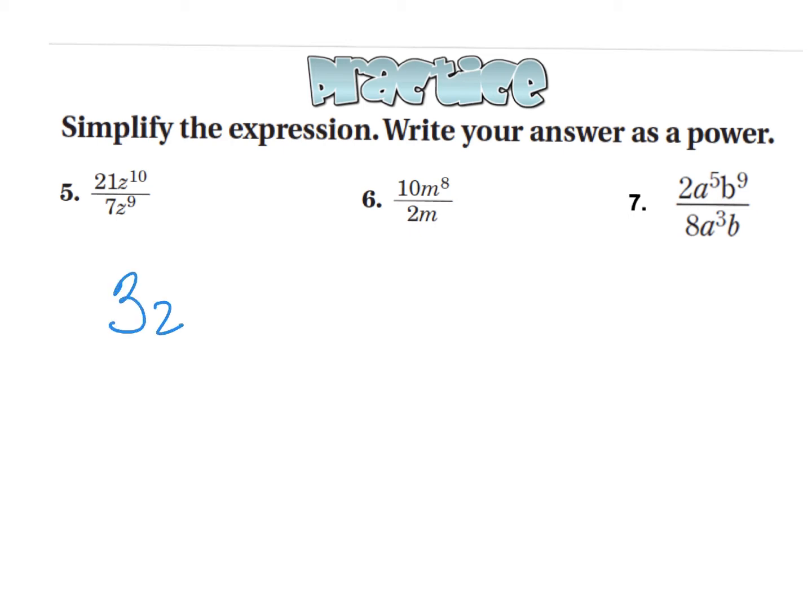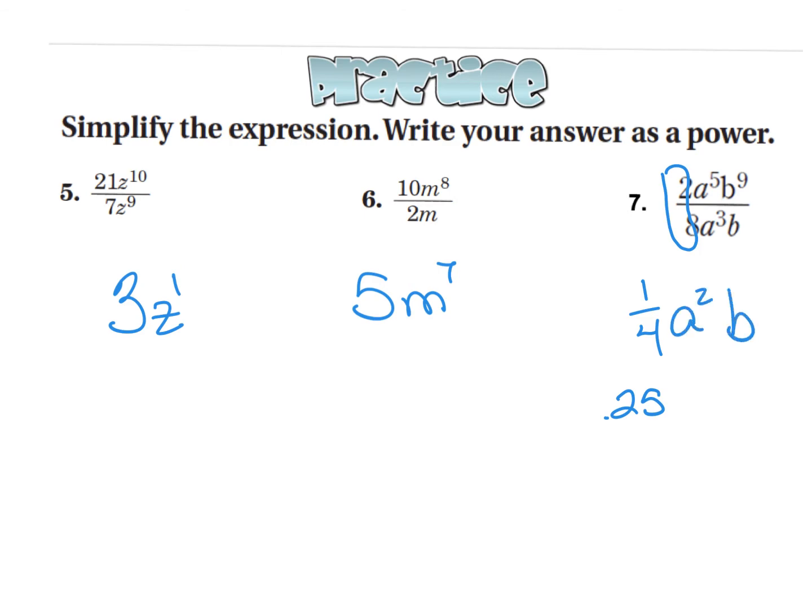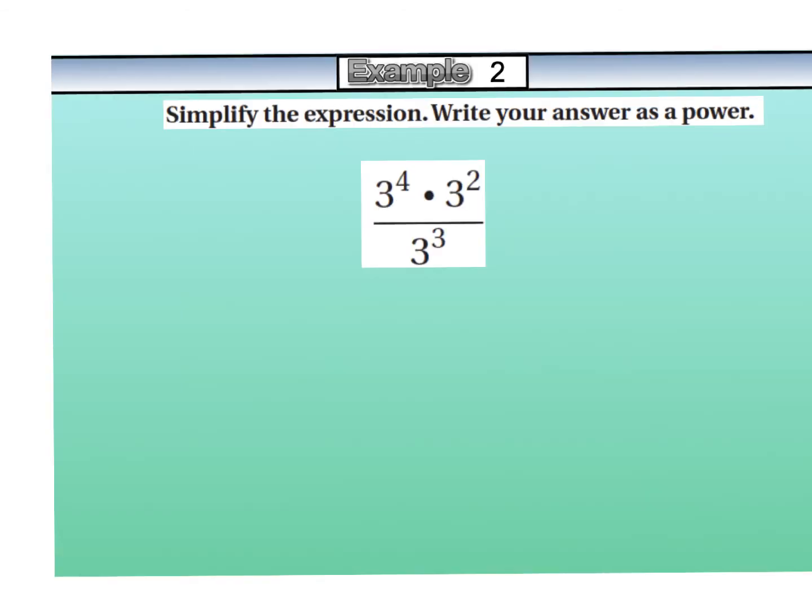3 to the power of z to the first, or just 3z. 5 to the power of m to the 7th, or 5 times the m to the 7th. 2 divided by 8. Now, this is going to be a little bit tricky, so you can either leave it as 1/4 or you can use 0.25. Doesn't matter to me. A to the power of 2, b to the power of 8.